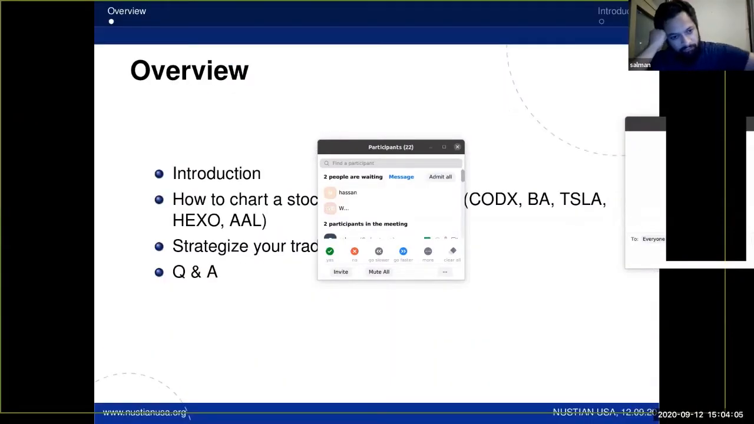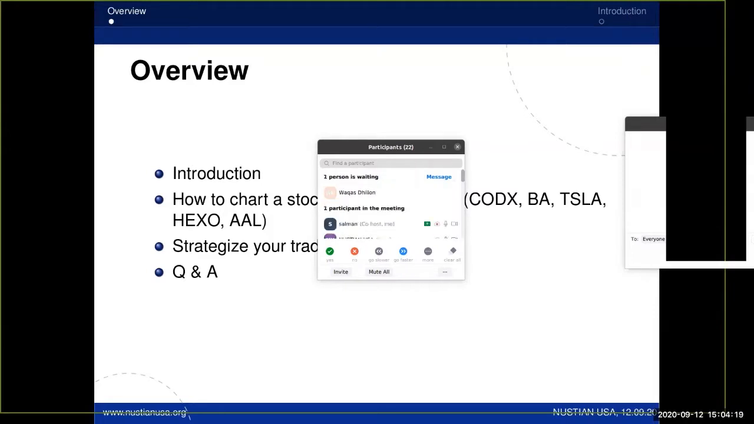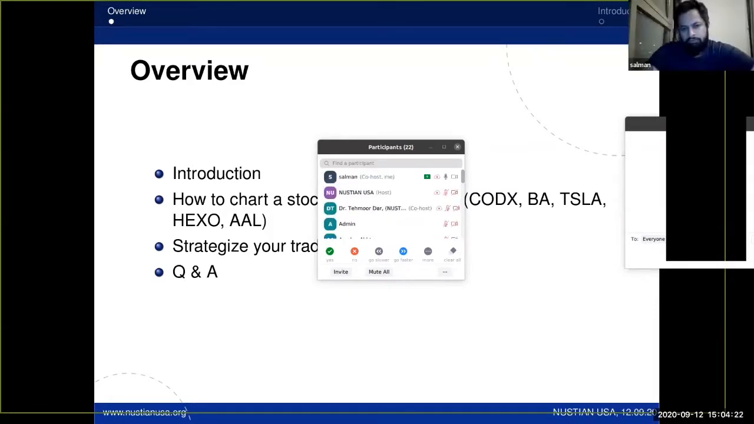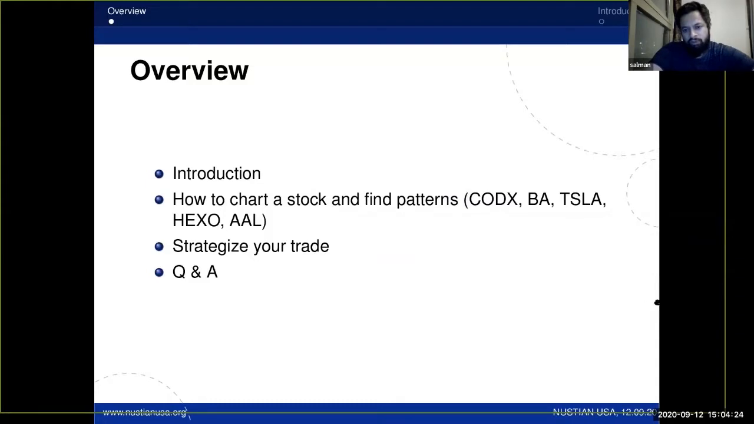Just a very brief overview of what we will be talking about today. Today I'll be having a very small introduction on what we will talk about. Then we will go right away on how to chart stock, how to see the patterns, how to analyze the prices, and what we can learn from the price action. Because I think there are so many things which we can learn from the prices using different and very simple tools rather than going for a very complex analysis.